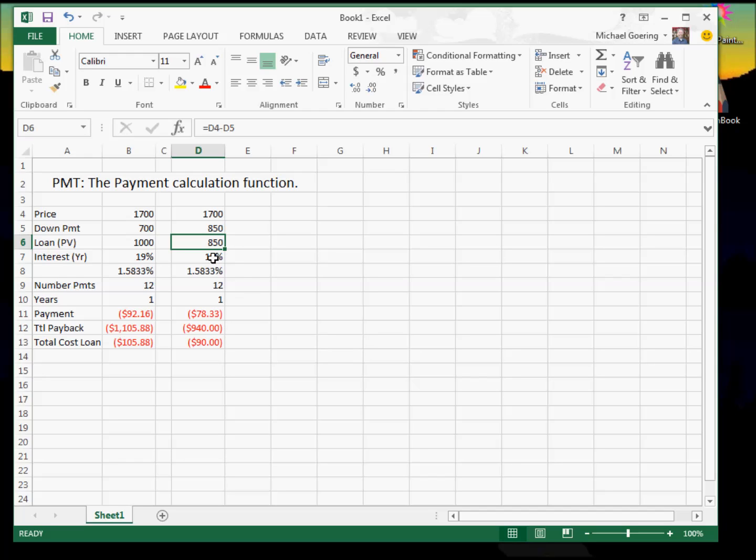And what if the interest rate was changed to, say, half the interest rate? In this case, it would be 9.5%. That reduced it by quite a bit. So we can change the amount paid back by the amount of the actual loan, by the interest rate, and by how long or how many years we have the payback. Well, this concludes the exercise for the introduction to the payment function in Excel.